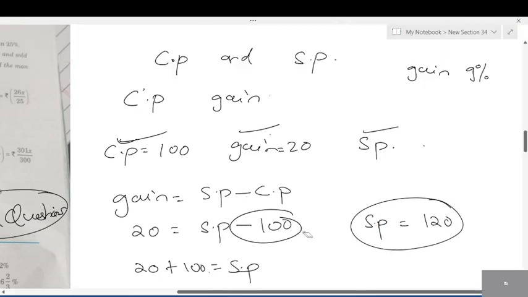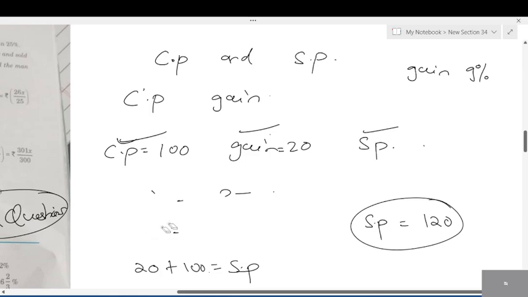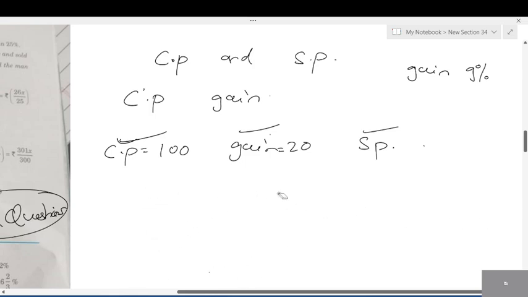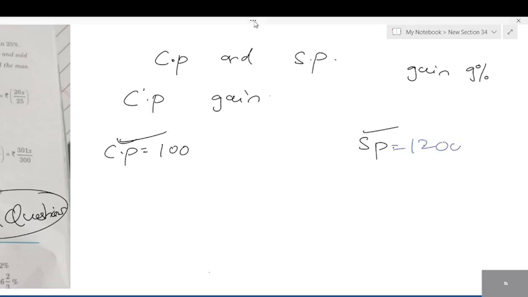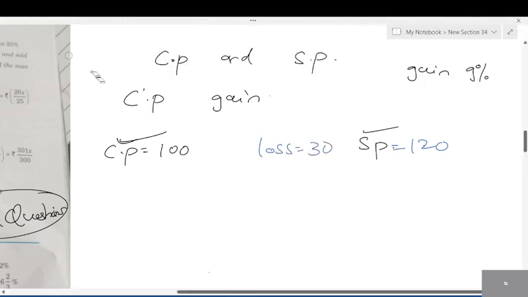Students, what if they give loss here? Now this is for gain. Don't need to write, just concentrate. This is for gain. Next, what if they give loss? Selling price, I'll give it as 120. Loss, I'll give it as 30. Selling price and loss are given. I want you all to find the cost price.